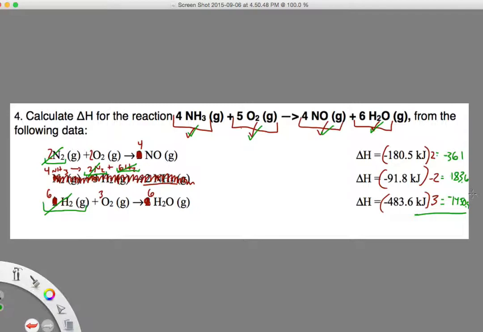Okay. So now I take negative 1450.8 and I add that to negative 361, and then I add a positive 183.6, and I'm going to get as an overall delta H, negative 1,628.2 kilojoules. That is our delta H for this problem.